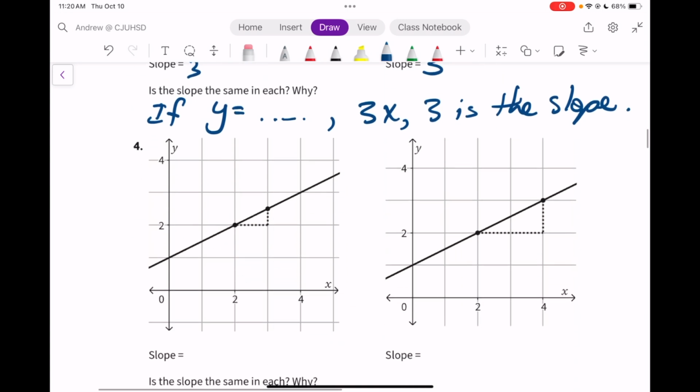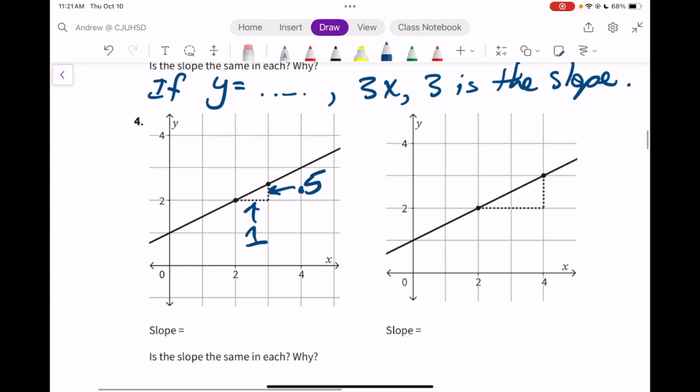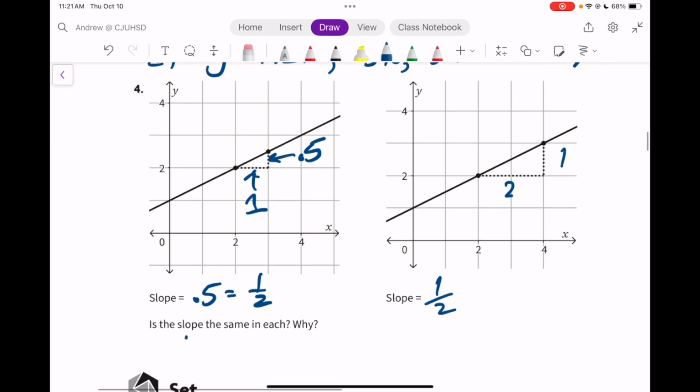Let's take a look at 4. It is rising by a half. If you'd like, we can write that as a decimal, 0.5. Its change of x is 1. 0.5 divided by 1 is 0.5, or you could just say half. On the next one, the rise is 1, the run is 2, the slope is 1 divided by 2. The slope's the same.